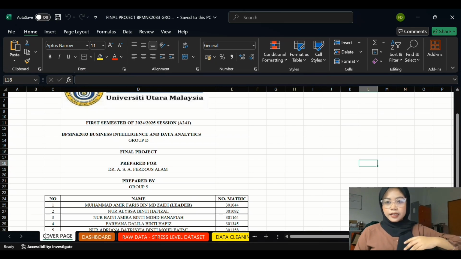My name is Farhana Dalila and I will be one of the representatives for Group 5 with our project titled Stress Levels. This project is a part of our digital skills module and focuses on analyzing stress levels and the factors influencing them. Our goal is to uncover meaningful patterns in the data, interpret the results and provide actionable insights that can help address these issues. So let's dive into our presentation.